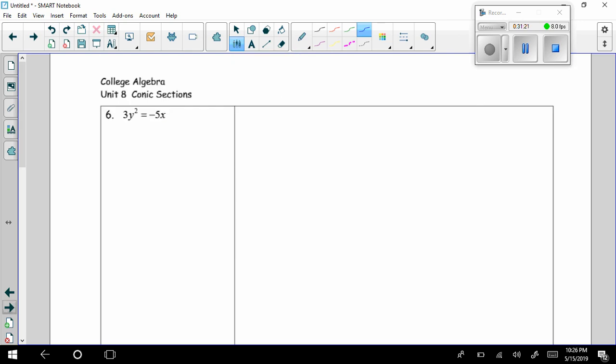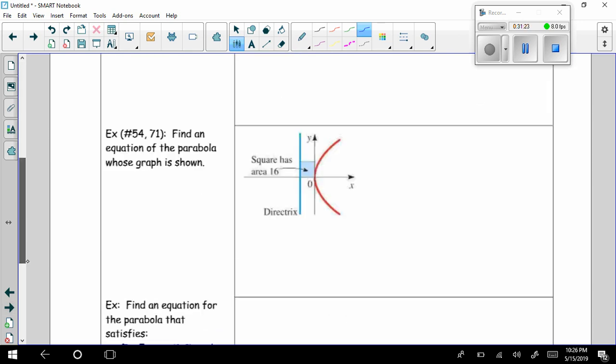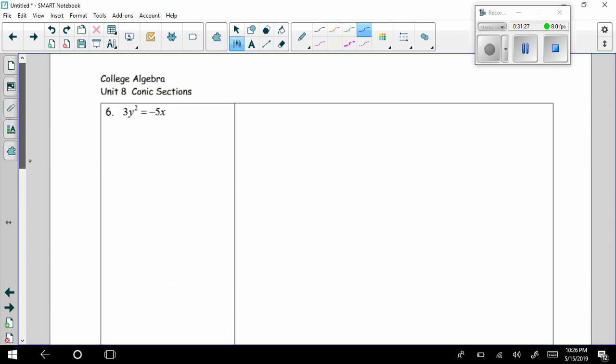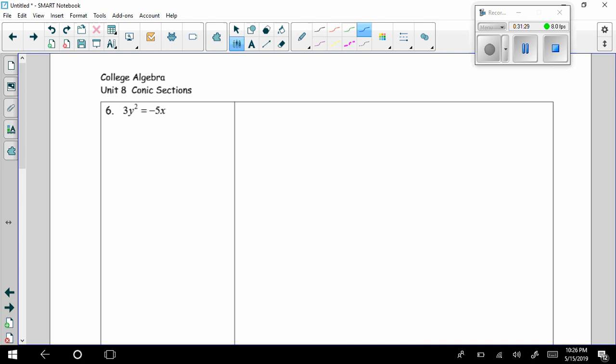I warned you these notes would be long. We have a couple more examples. Same thing here with number 6 as far as your vertex, but go ahead and try this one on your own as well.